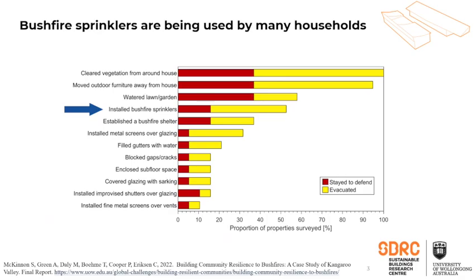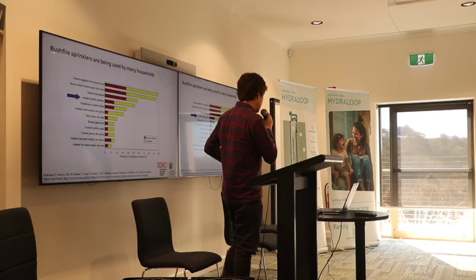To give you a rough idea of how prevalent these systems are, this is data from one community that we worked with, Kangaroo Valley. Leading up to the Black Summer bushfires, about half of the sample that we interviewed and did building assessments for had some form of bushfire sprinkler system installed. So they are being used by a lot of people. It's not really a marginal technology.